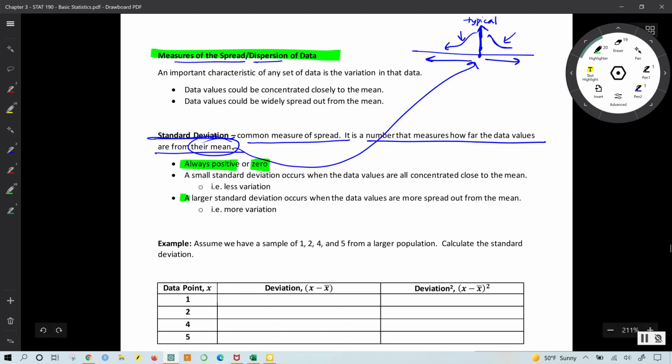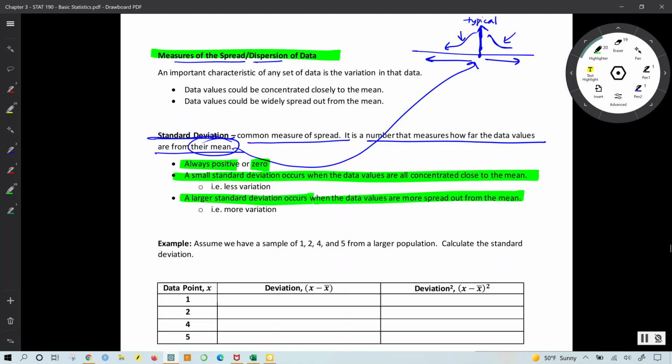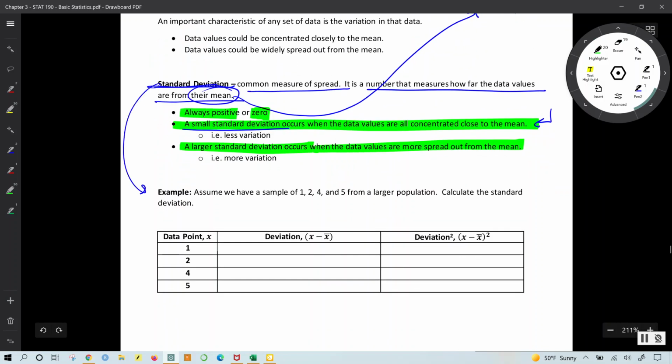A large standard deviation shows that your data values are more spread out from the typical mean value, whereas a small standard deviation indicates that your data values are more concentrated close to the mean or typical value. A data set with a small standard deviation is desirable because it is more controllable, more relatable, and more predictable. So how do we compute the standard deviation?